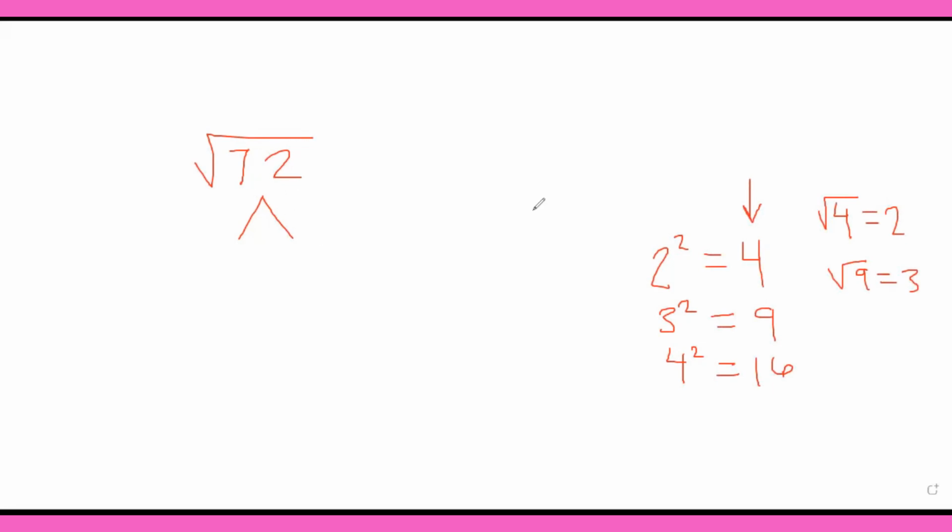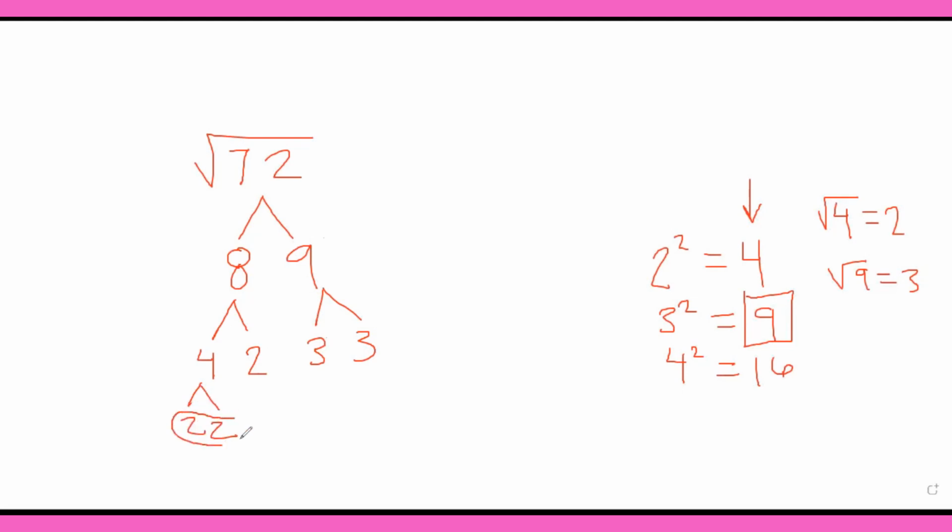So immediately 72, I know has a factor of 9. So I'm going to immediately put 8 and 9. And then I can just keep going. What are some factors of 8? I know that is 4 and 2. And if I keep going with 9, I know that is 3 and 3. What I like to do with the trees is just go down as far as I can go. If I recognize them as perfect squares, I could stop there or just keep going.